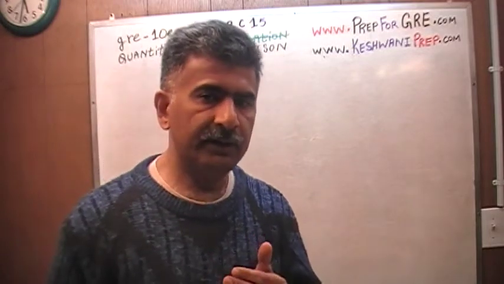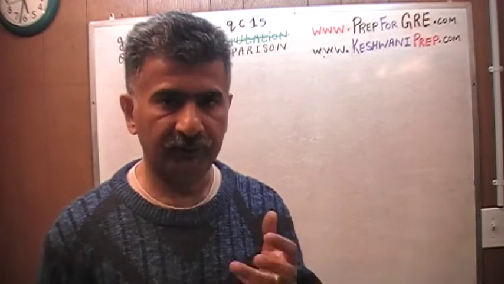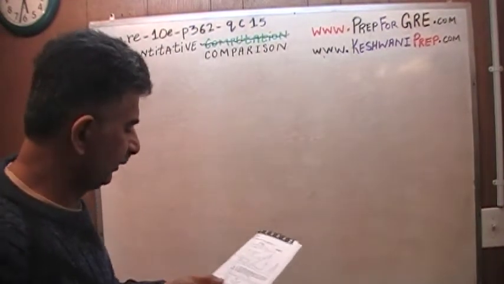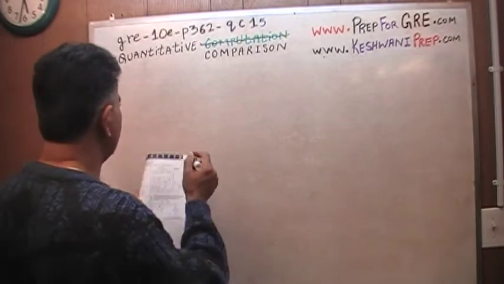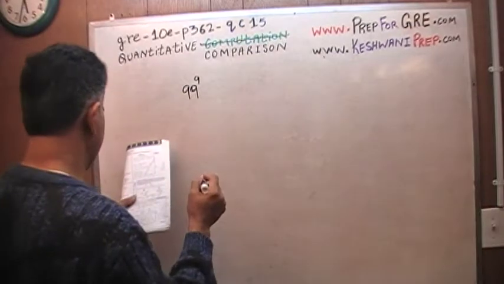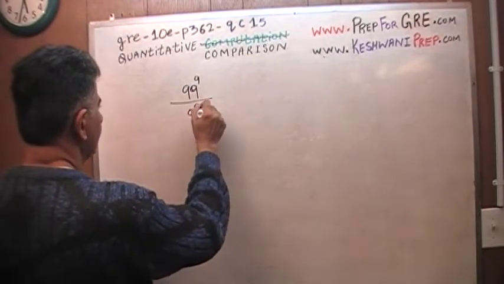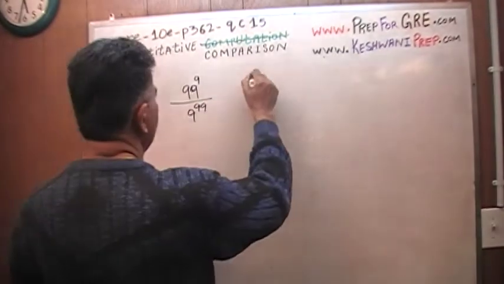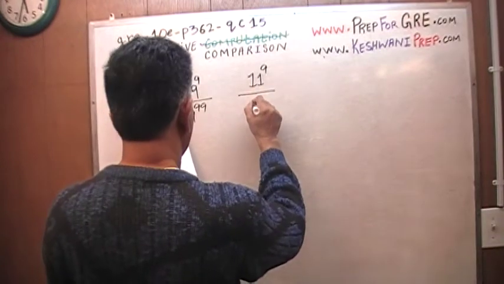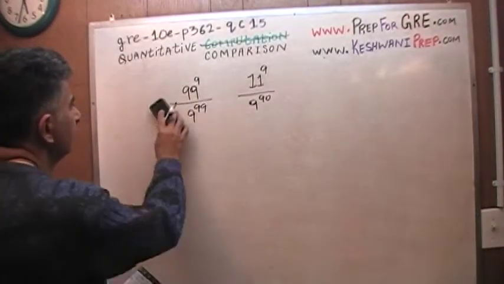They're basically trying to see here how well you can manipulate your exponents, how conversant you are, how skilled you are. That's what it is. You have to know how to manipulate your exponents. What they want us to compare is 99 to the 9th over 9 to the 99 versus 11 to the 9th over 9 to the 99.